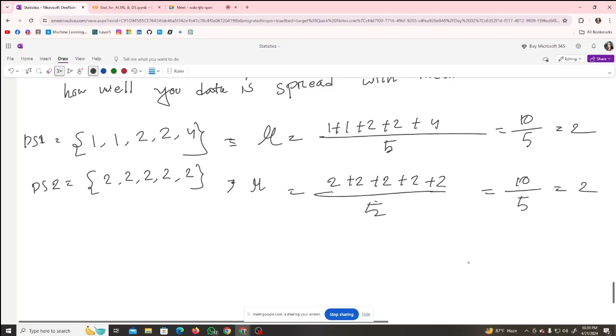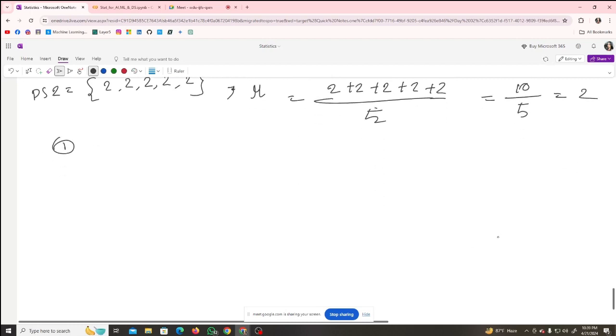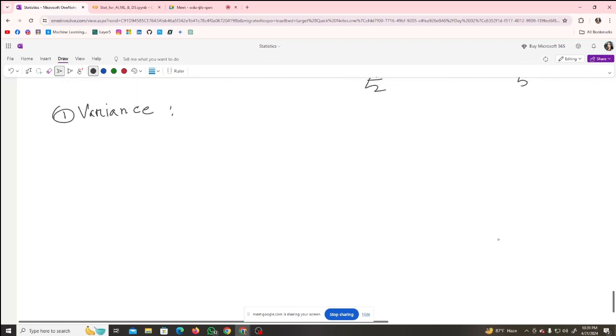So how do we say that these two distributions are different? These two distributions are not going to look the same, no? So to find that, we will use how well the data is spread with the mean. To find this, we will introduce you to variance, and in variance you have two formulas. One is for population variance.